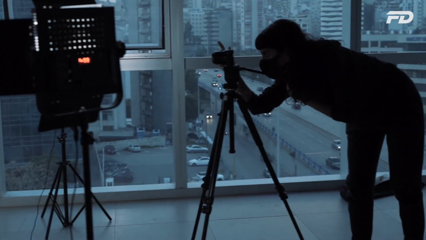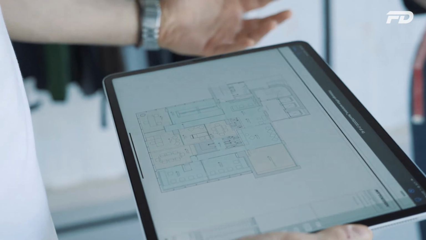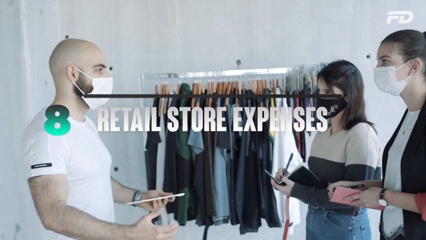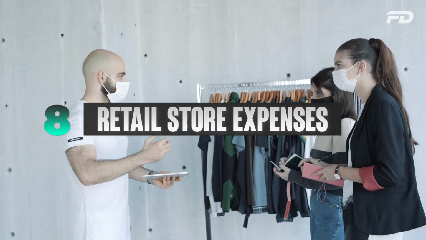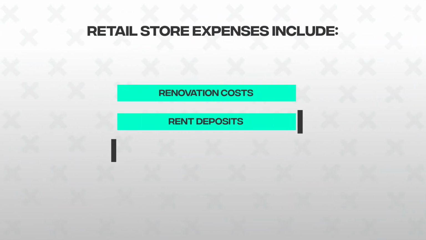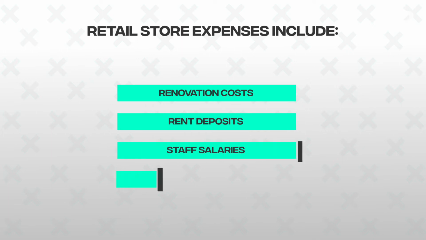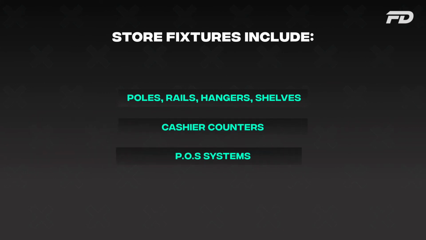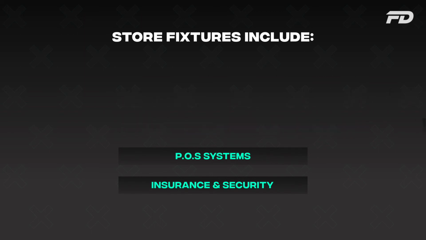because it is ultimately part of your marketing and your brand appeal. If you're a brand that has or plans to have a physical store, or even if you just have a physical office for your brand, you're going to want to consider your retail store or your physical office expenses. These can be things like your renovation costs, your rent deposits, or your rent payments. If you have staff in these stores, it's going to be your sales staff. If you have physical fixtures in these stores like hangers, poles, racks, your cashier counter, or even your cashier POS system, insurance, and also, if necessary, security, like security personnel and security cameras.